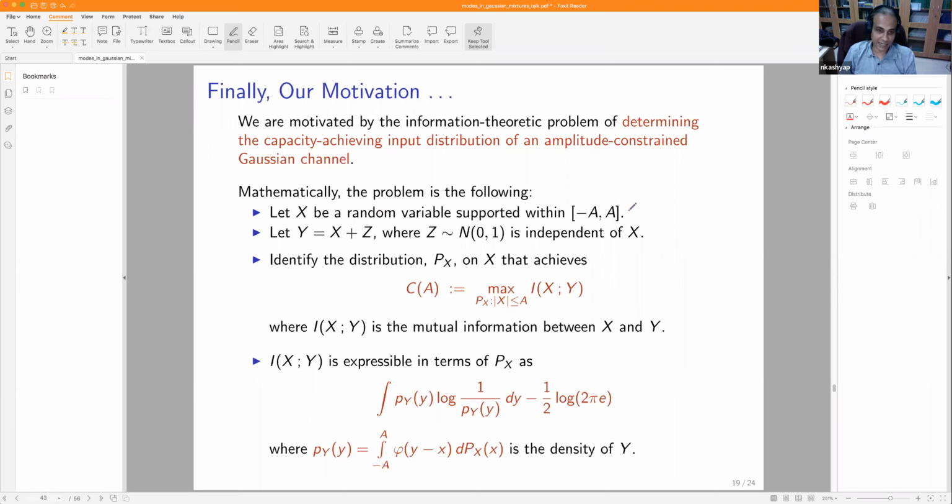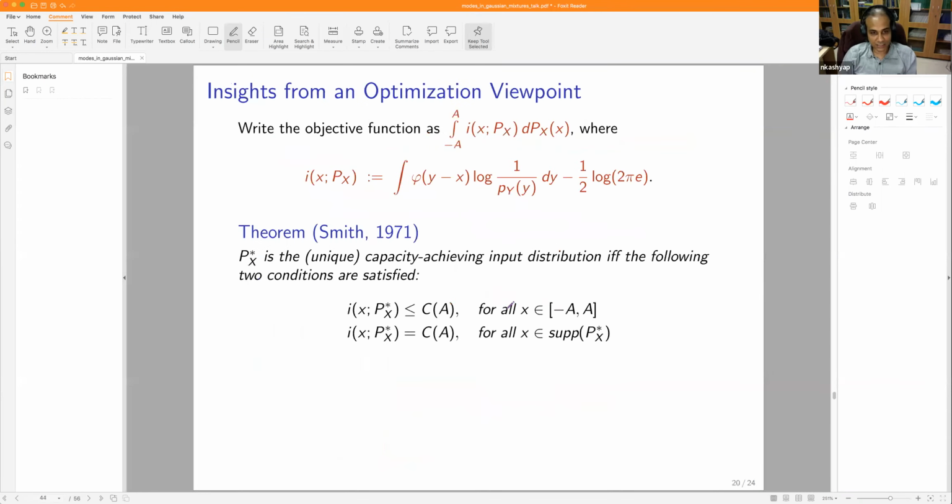It gets Gaussian noise added to it, and we're asking what distribution I can put on x, supported within -a to a, which maximizes the mutual information between x and y, which is x plus an independent Gaussian. This question was first considered by Smith in 1971. He showed firstly that there is a unique capacity achieving input distribution, that is, a unique input distribution that will achieve the maximum.